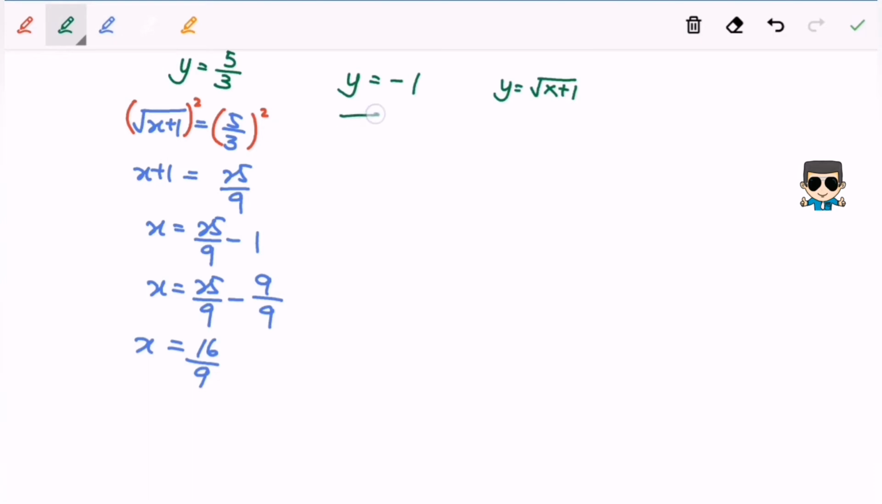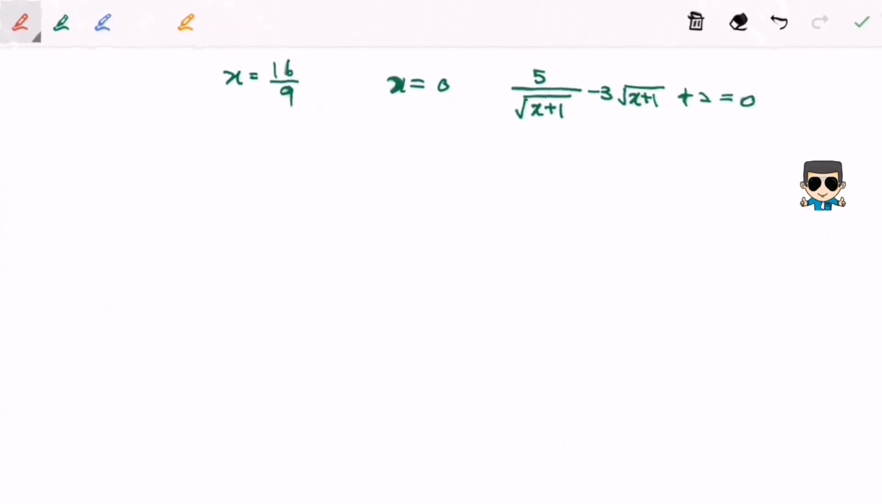Next, we have the square root of x plus 1 equals negative 1. Again, I'm going to square both sides. So we will have x plus 1 on the left and 1 on the right. Then I'm going to rearrange it, and finally the value would be equal to 0. Next, we are going to check the validity in order to know which value satisfies the equation, by substituting the value into the original equation.